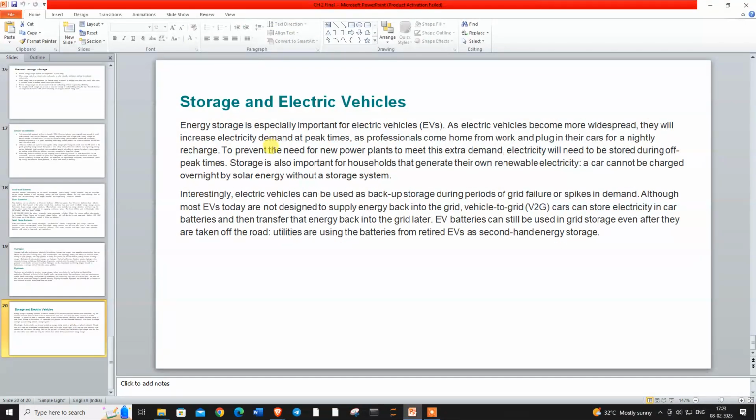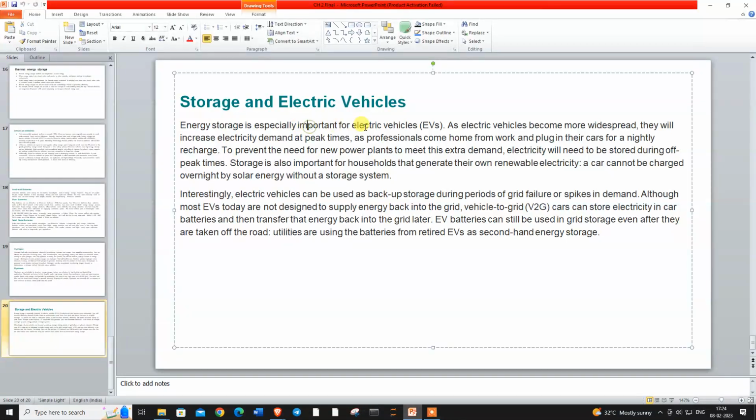And lastly, storage and electric vehicles. Now this is the important point. Energy storage is especially important for electric vehicles. Electric vehicles right now have become more widespread, more popular. They will increase electricity demand at peak times. If you are going to charge your vehicle at night so that you can use it for the full day, you have to charge the vehicle for 4 to 5 hours. Even with fast charging, 3 to 4 hours of charging is required for a vehicle, so it can increase the demand at the peak times.